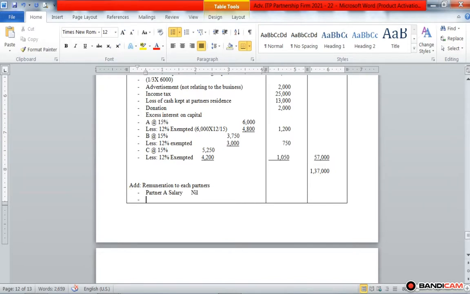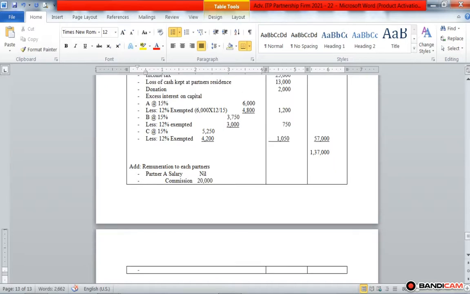Then commission. We add a commission. Commission is given to partner A amounting to rupees 20,000. And then lastly the bonus. Bonus is not given to partner A, so the amount is nil. Put this figure in the outer column. So the 20,000 remuneration is given to partner A.